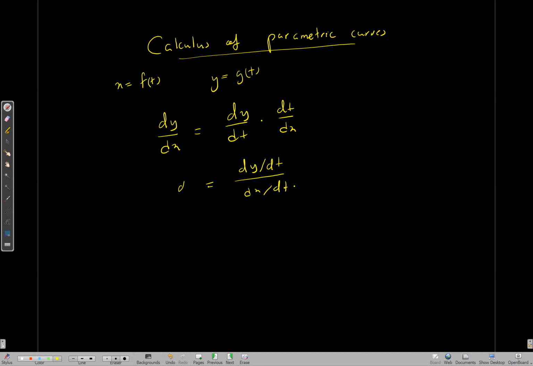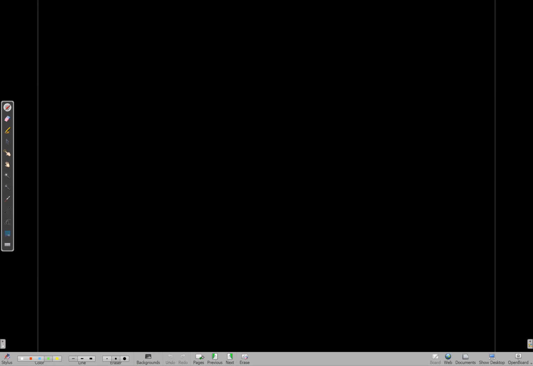So this is what you need to remember in order to differentiate it. Now let's see an example, then you'll understand. Let's say you have to find the tangent line for the curve given by this equation, x equals secant t. Remember, when we say parametric equation, it's actually a set of equations. So the tangent line at t equals pi by 4.